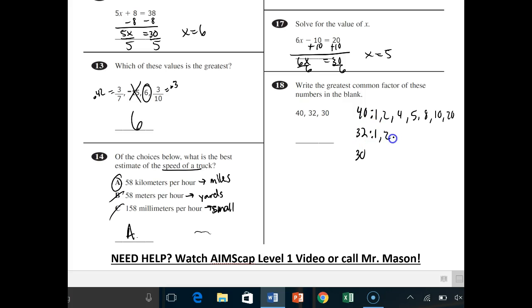You got 1, you got 2, you've got 4, 8, 16, and 30, you got 1, you got 2, you got 5, 6, oops, I forgot 3, my fault, 3, 10, and 15. So it looks like the greatest common factor between these two, as long as I have it correct, looks to be 2, right? Doesn't look like there's any number greater than that, so I'd say 2.